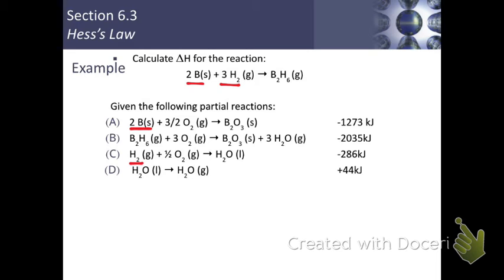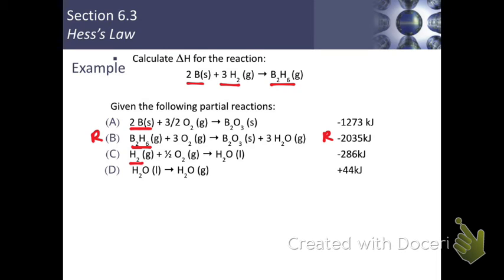At C. And we need B2H6. B here. Okay. So where do we see, right off the bat, there's got to be a couple things that get done. You got to reverse it. Which one? B. So we need to reverse B. Then reverse D, technically. It's going to help us cancel things.